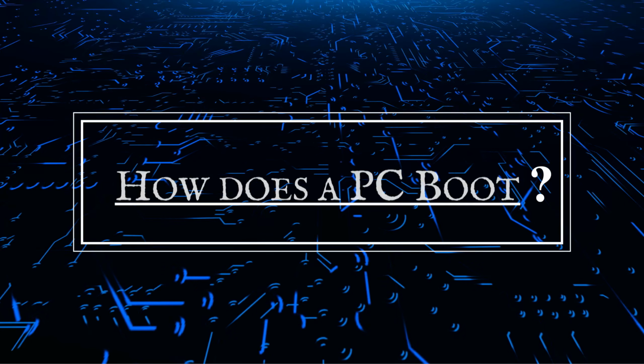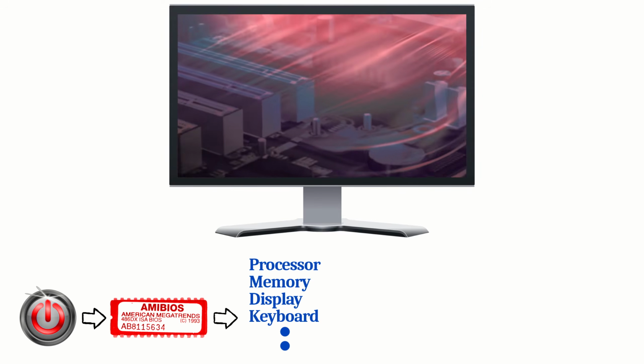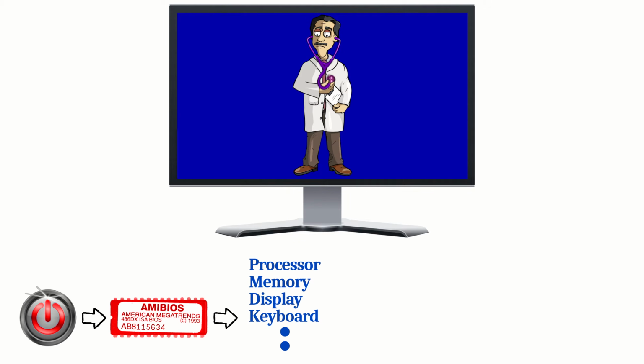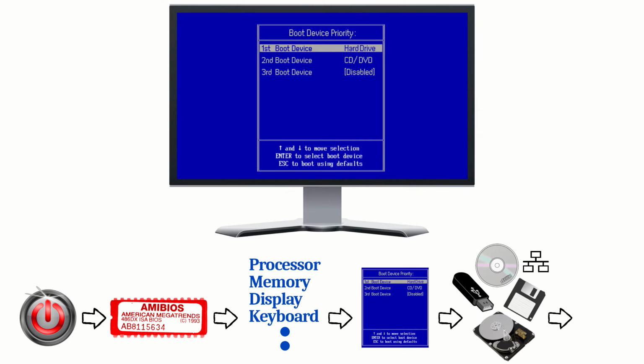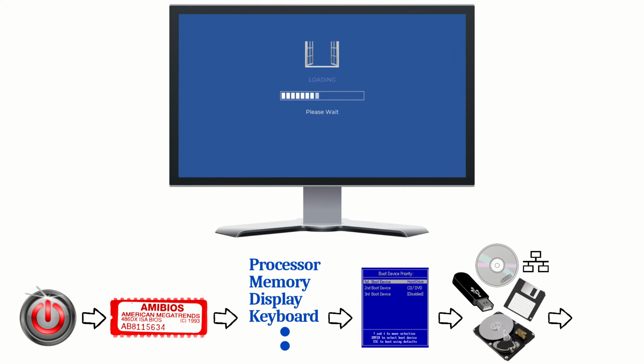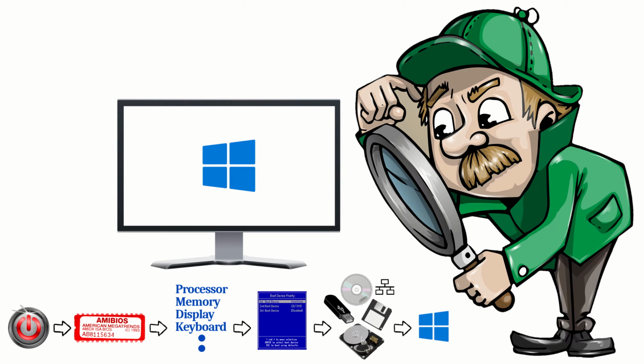How does a computer boot? Short answer. When you press the power button, the BIOS tests all the essential hardware in the PC and also performs a check on itself. And then depending on the configured preference of boot devices, it will locate the operating system and load it. So now let's have a more detailed look at it.